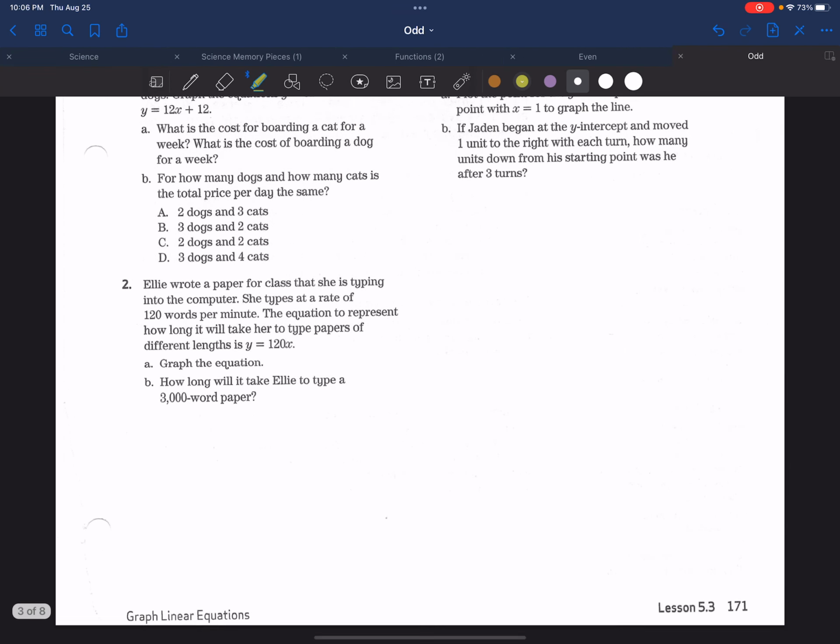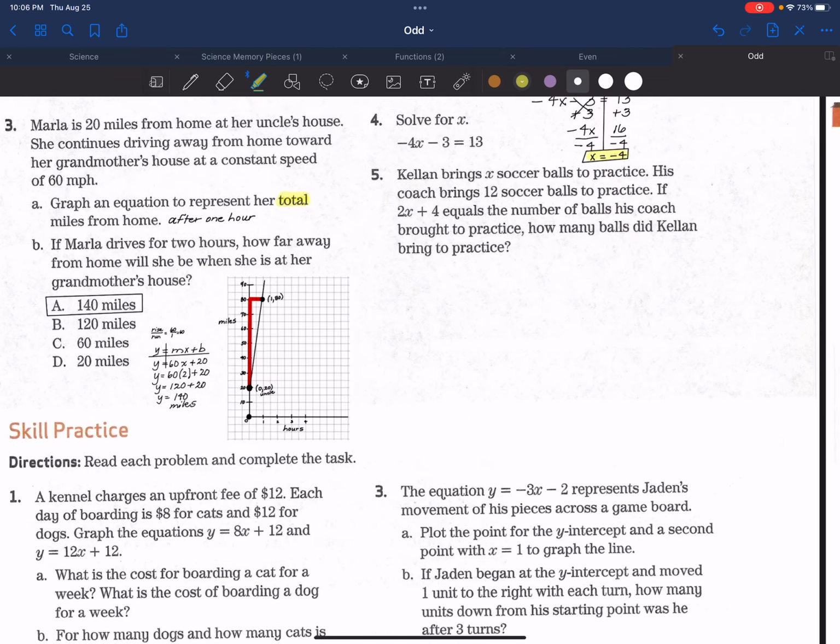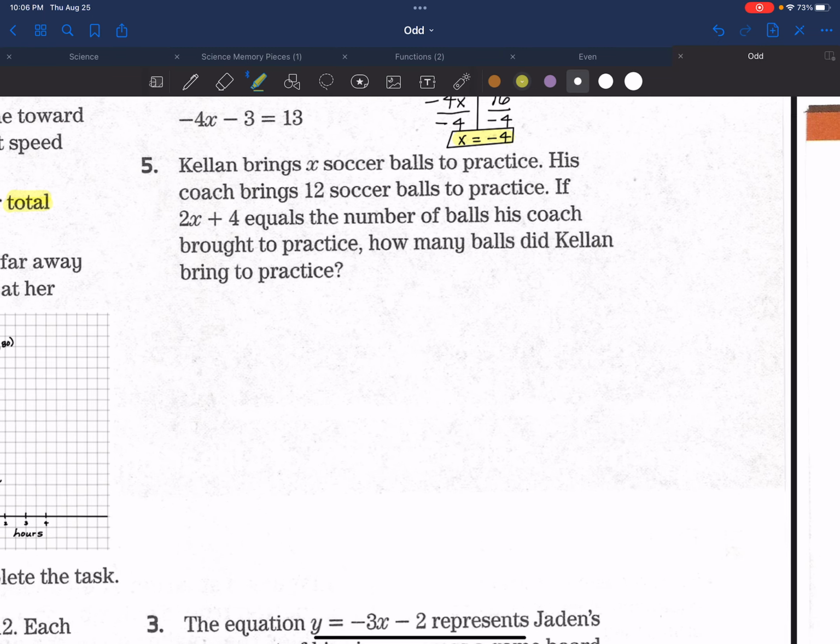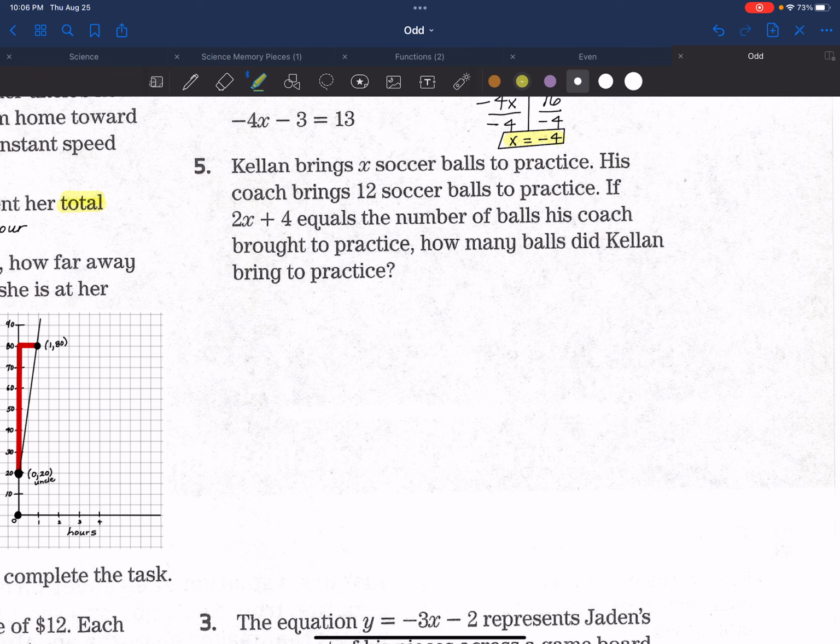I am on page 171 and we're looking at number 5. Kellen brings x soccer balls to practice. His coach brings 12 soccer balls to practice. If 2x + 4 equals the number of balls his coach brought to practice, how many balls did Kellen bring to practice?